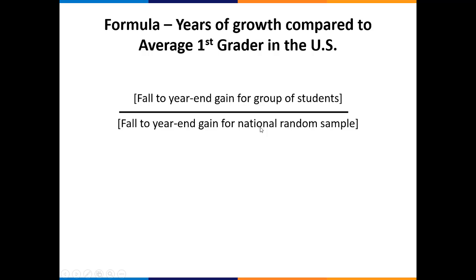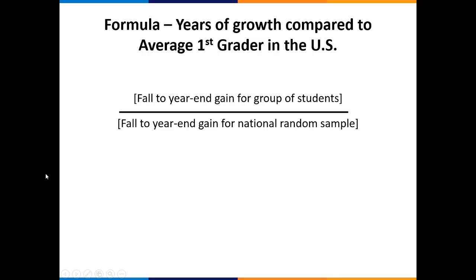So where do we get these numbers? Well, we get them from the table 3.7s. Just to follow our example, we're going to get the gain for our discontinued students on the OS total score from table 3.7, and we're going to get the gain for the national random sample from table 3.7, just in the national report. And then we will just divide the discontinued gain by the average first grader, or random sample gain.